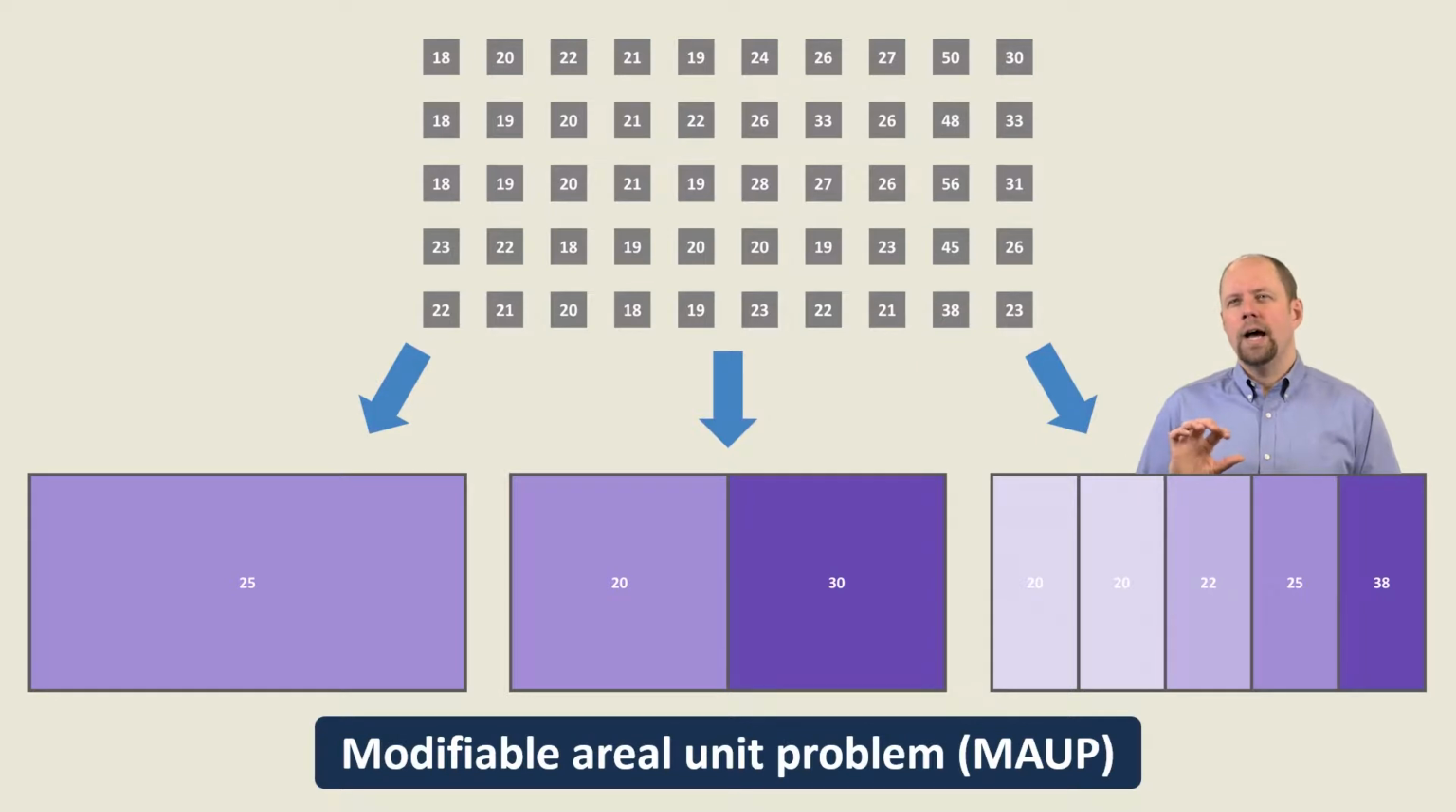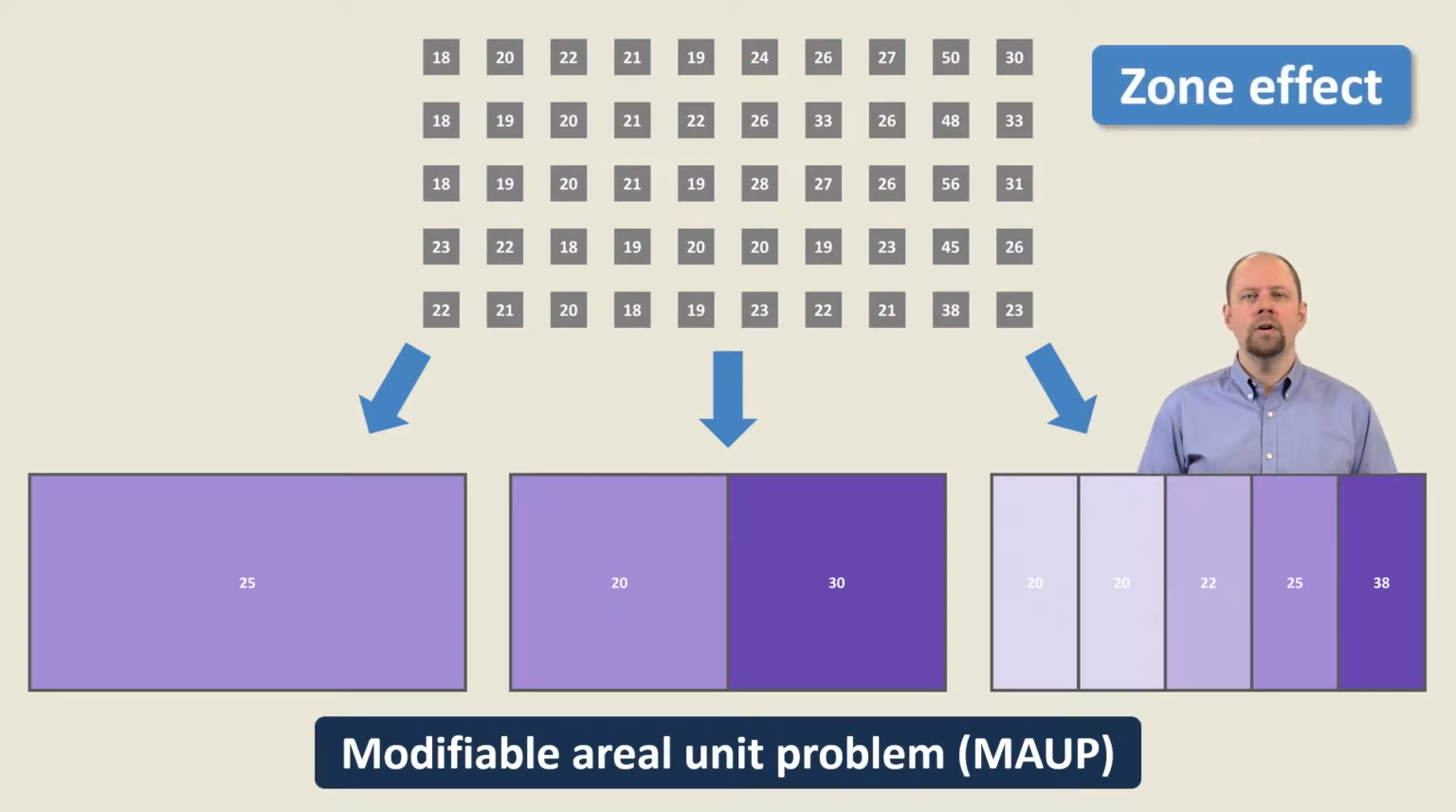There's 2 different effects that are often referred to as being part of the MAUP. This one is referred to as the zone effect. So in other words, we have one size area with one set of data, and just by dividing it up into different units based on moving the boundaries around, we've created different zones that are giving us different answers. So that's referred to as the zone effect of the modifiable areal unit problem.